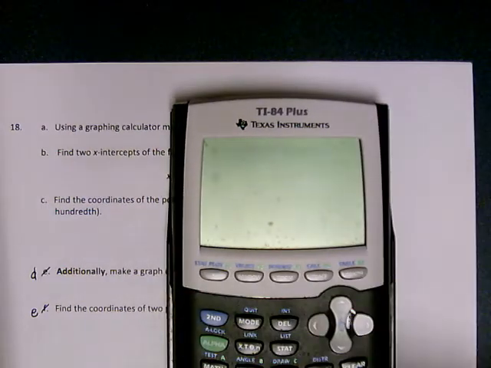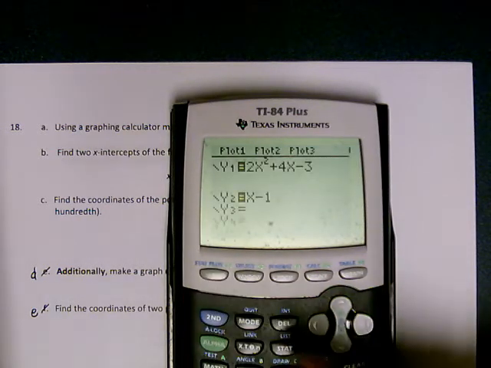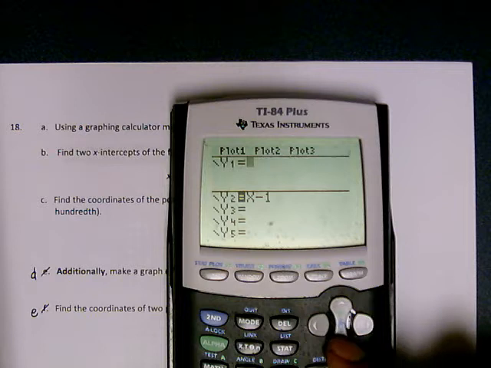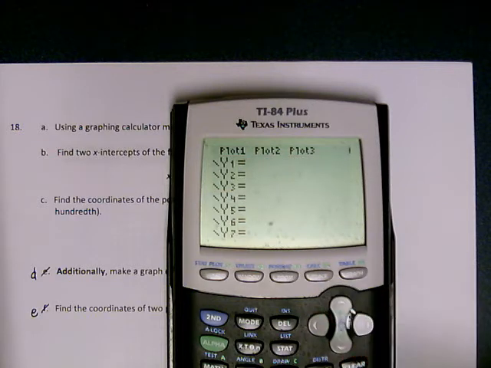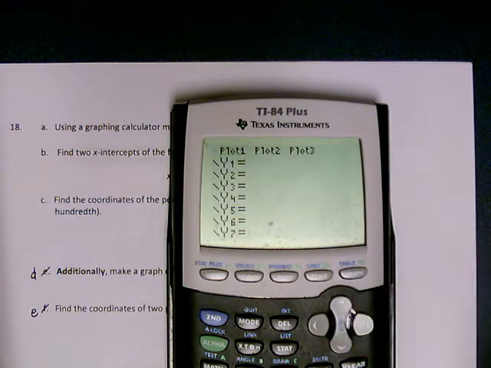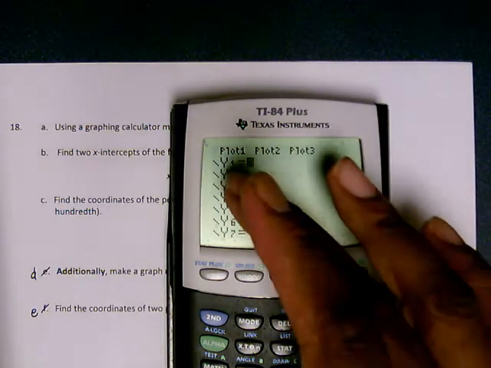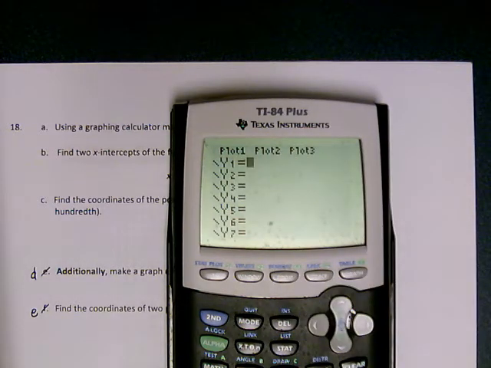Okay, so here, clear this out. Alright, we're going to press the y equal key, which is at the very top of your calculator. And I'm going to clear out these equations that I have here. And if any of your plots are on, you want to hit your up arrow key to highlight, let's say plot 1, or plot 2, or plot 3, and then press enter to clear that plot off. Because you want to make sure all of your plots are off before we do this.